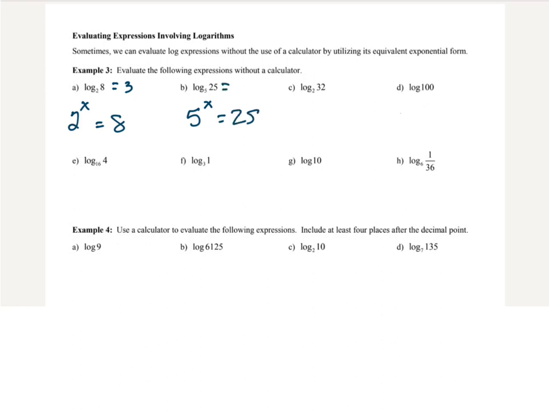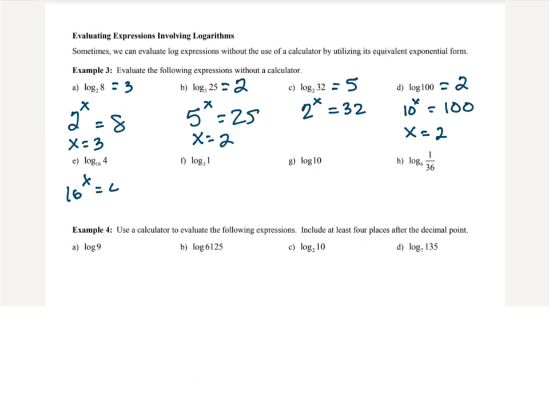So what's x? x equals 2. 2, 4, 8, and 16. It's 5. 2 to the what power makes 32? It is what? 5. So log base 2 of 32 is 5. 10 to the x is 100, so x is 2. Okay. How about 16 to what power gives me 4?